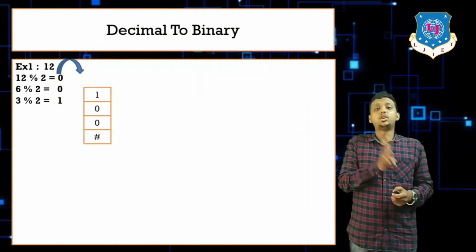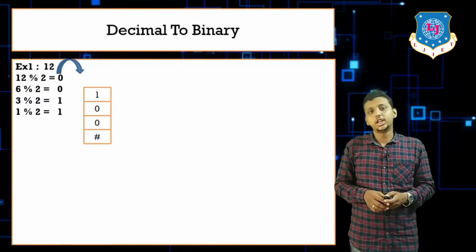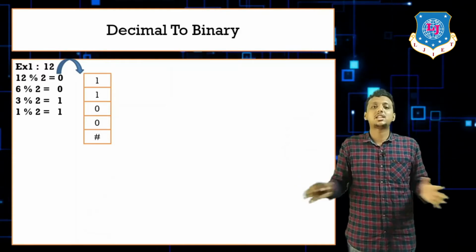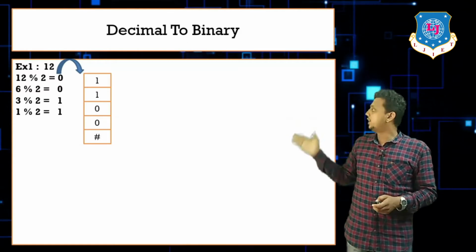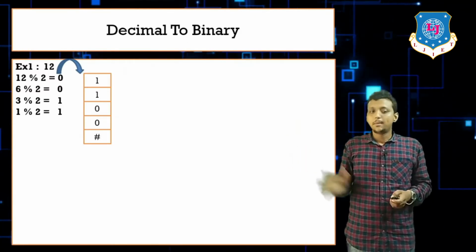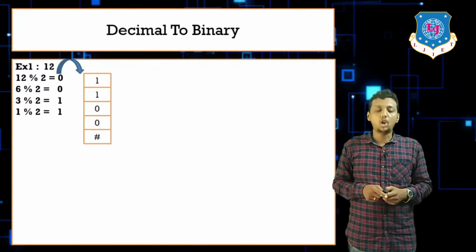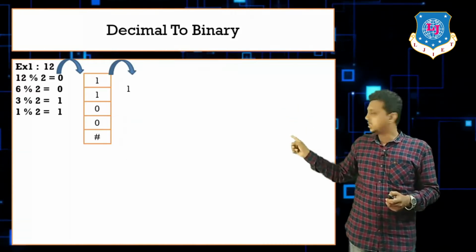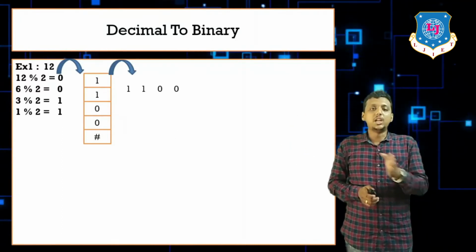Now, after 3 modulo 2, students, what do we get? We get 1 modulo 2, and we get 1 again. So this is our last step, students. Whenever you get 1 modulo 2, you just need to stop there. Whatever we have, we just need to pop it out and then append all of them together. So first we get 1, 1, then 0, 0. So 1, 1, 0, 0.